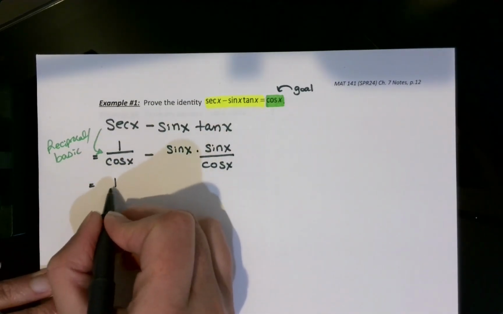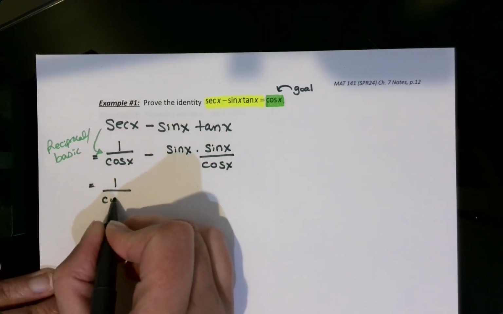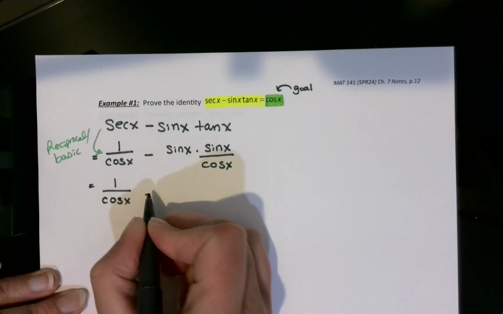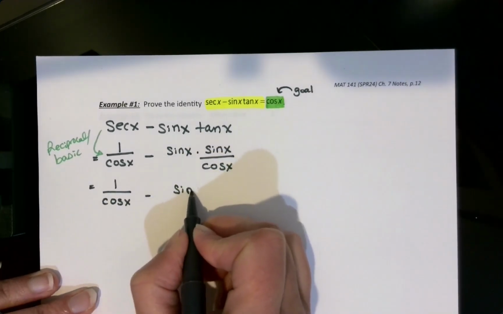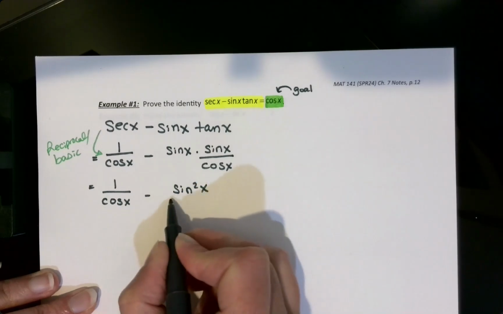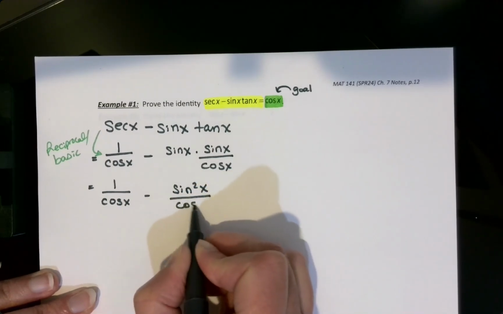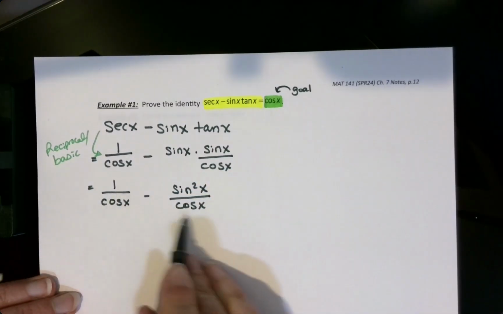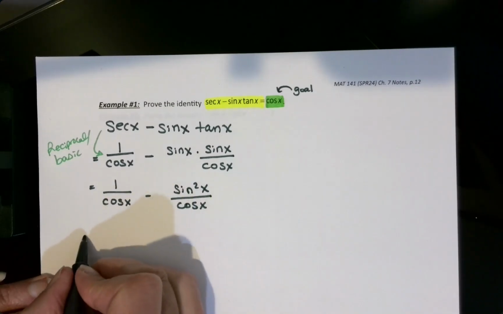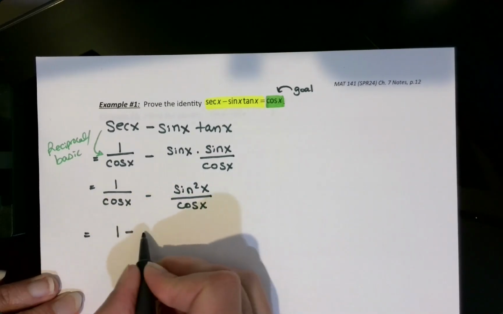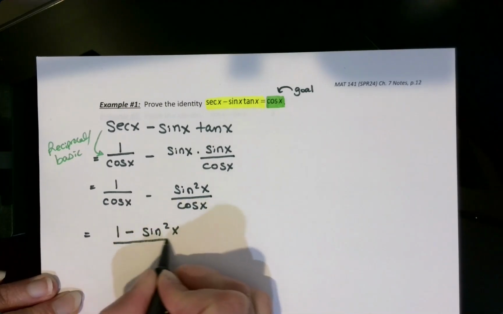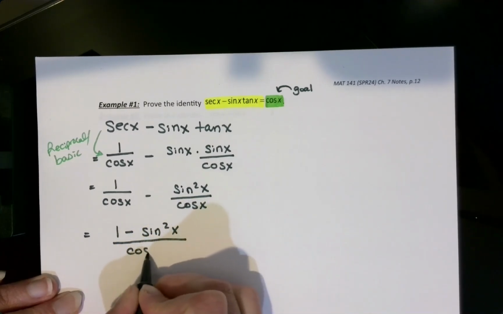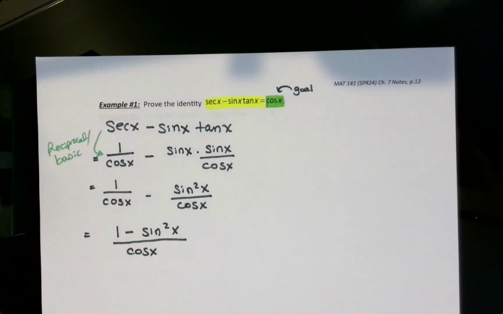I'm going to rewrite without an identity, just combining algebraically. Sine of x times sine of x gives me sine squared x over cosine of x. And I've got a common denominator, so I'm going to subtract the numerators and have 1 minus sine squared x over cosine x.